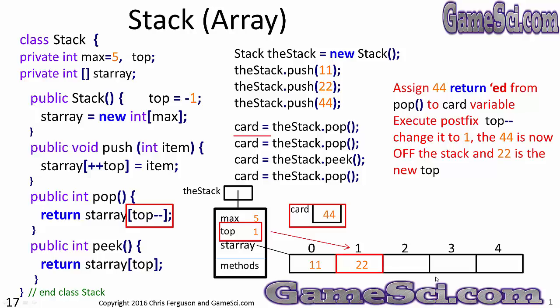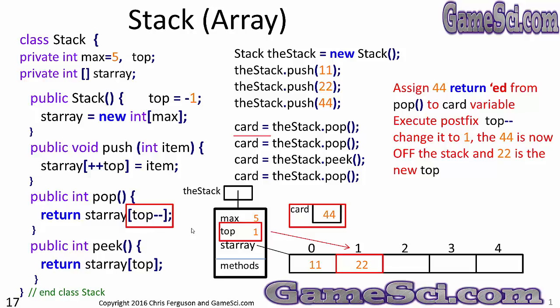Now, the exact order that this happens is up to the programming language. It's not up to me. Whether this 44 gets assigned to card first and then top is subtracted to 1, or top is subtracted to 1 first and then the 44 is assigned, it's not up to me. Just keep in mind that the value returned will be reflected by the old top variable. When top was 2, we extracted the 44 and sent it back. Then we subtracted 1 from top.